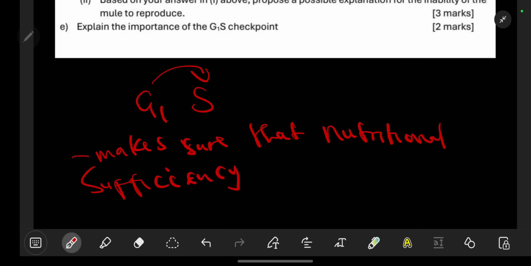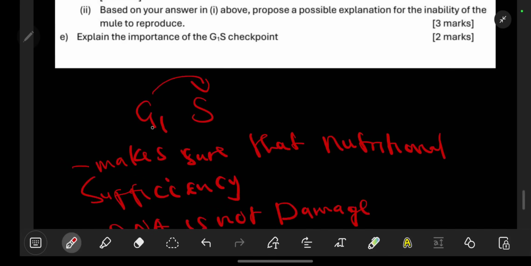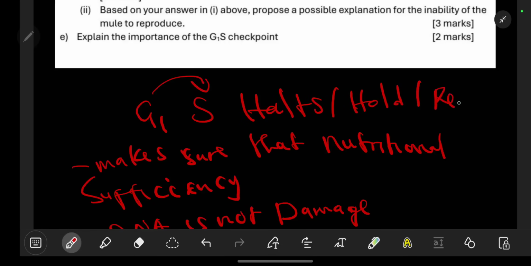That's number 1. There is nutritional sufficiency. Number 2, it also makes sure that DNA is not damaged. So in other words, the G1S checkpoint is very, very important as it halts, which means stops, the cell cycle from proceeding if these conditions are not met.